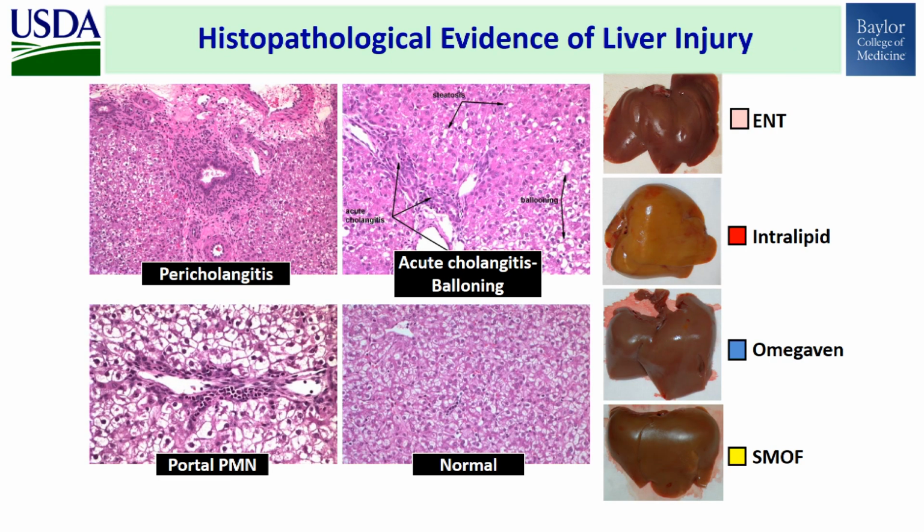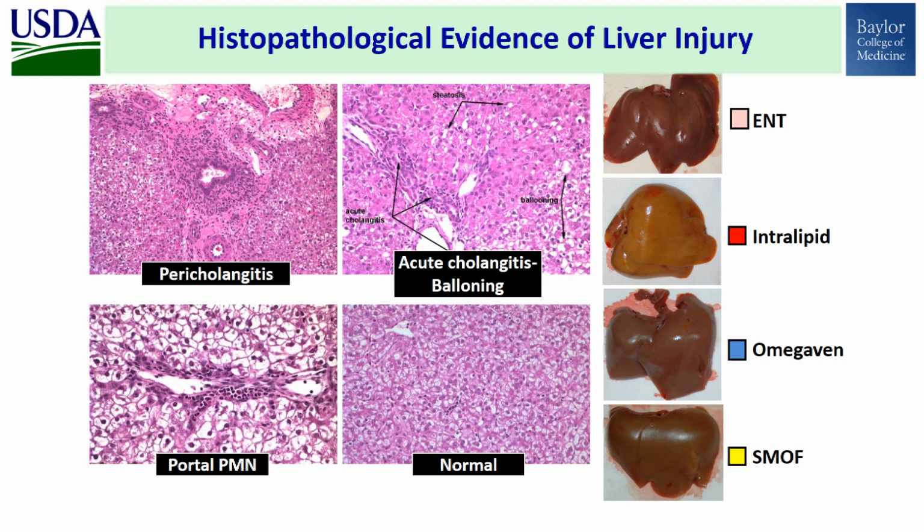Shown on this slide is some histopathological evidence of liver injury. Shown in the bottom right is a normal H&E of a liver from a healthy pig, and then you can see in the top left evidence of pericholangitis, top right acute cholangitis and ballooning around the portal tracts. And then also in the lower left, you can see portal leukocyte infiltration.